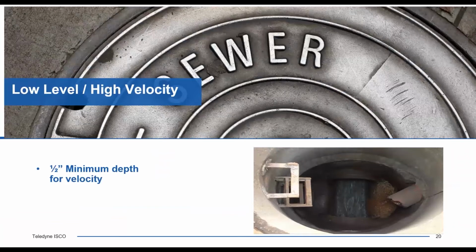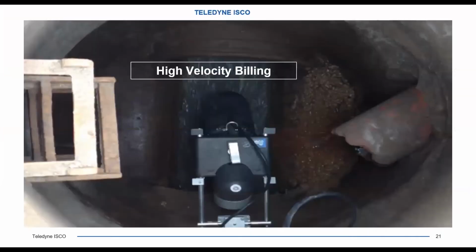So let's look at this one. Here's one that's a low level, high velocity application. In this case, what we need with the laser is we spec a 1/2 inch minimum depth for velocity, and we can read up to 15 feet per second for maximum velocity. So the one on the bottom right was actually Duluth, Minnesota. They were trying to measure that flow, and that water's coming off the hill and it is screaming. So really, really challenging to put anything in that flow.